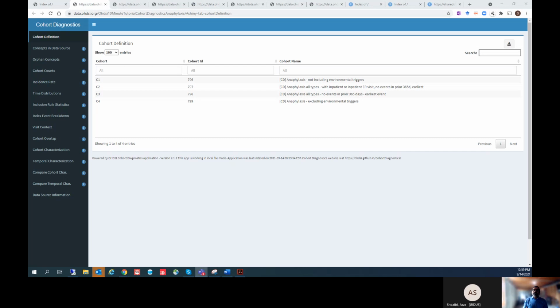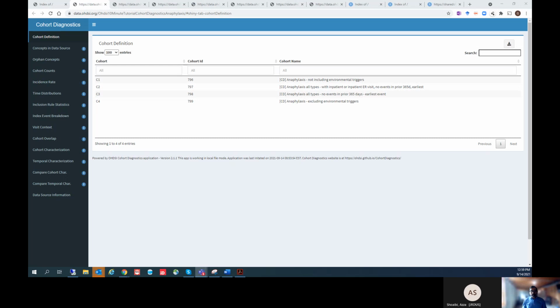The use of cohort diagnostics is now considered a required best practice prior to any OHDSI network study. Cohort diagnostics is also being used as a characterization tool, so it is used to generate evidence about a cohort that we are studying.